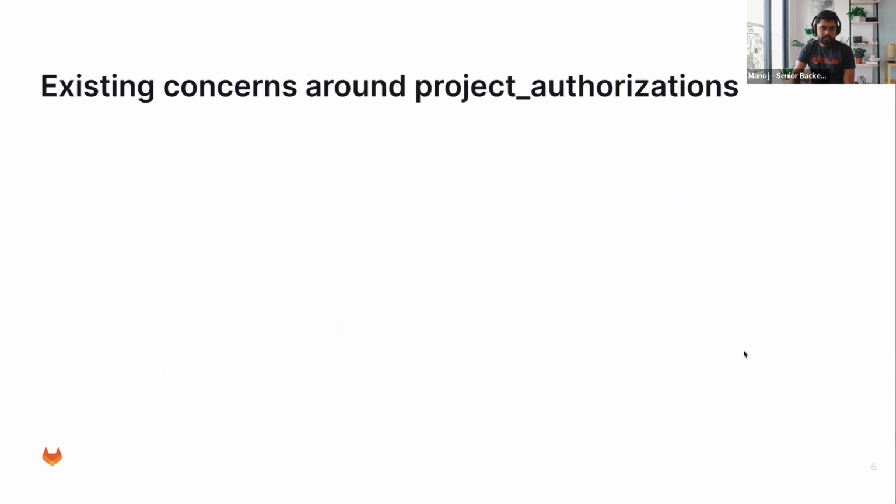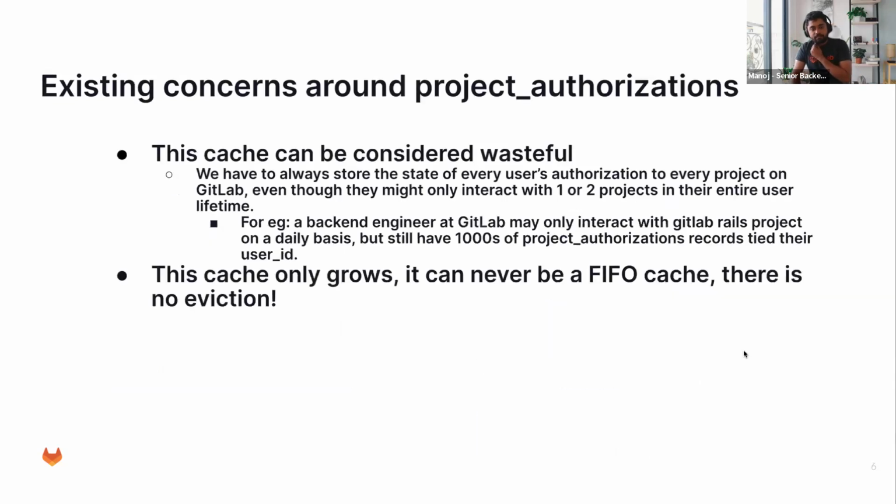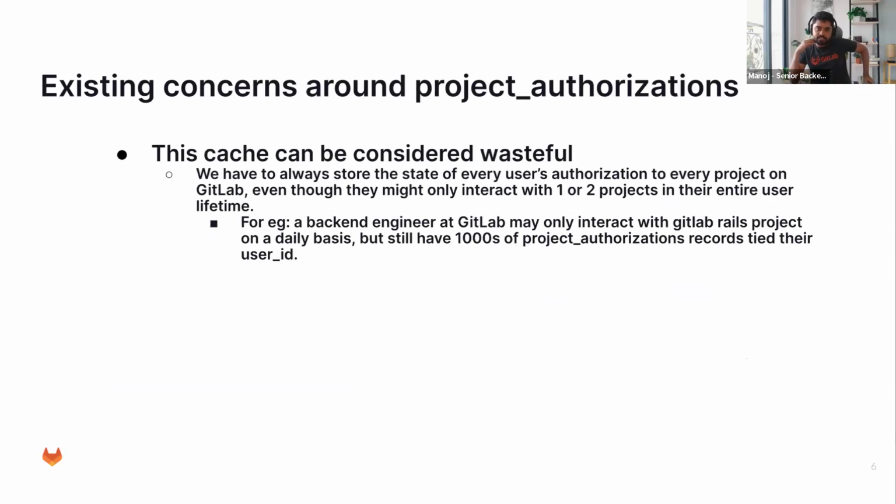Next slide. There are some existing concerns around project authorizations before we dive deep into it. The first point is that this cache can be considered wasteful because we have to store every user's pre-computed value for every project that they're part of. For example, in my day-to-day job, I only use the GitLab Rails project. But since I am part of the GitLab org group, I am part of thousands of projects underneath it, and my access level to each of these projects is stored in the project authorization table, even though I virtually never access those projects.